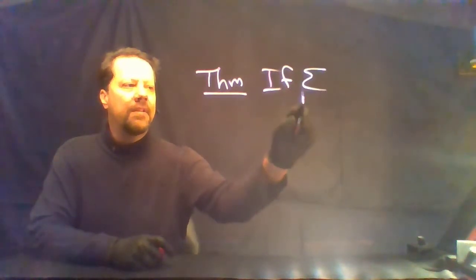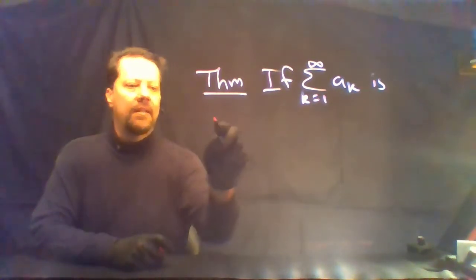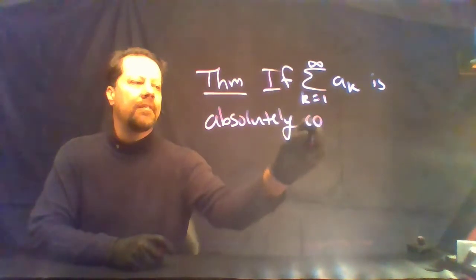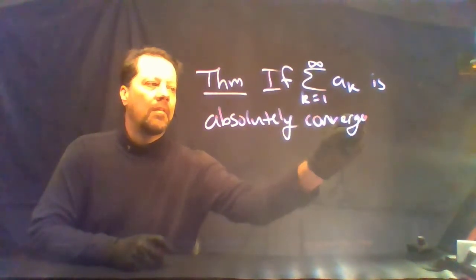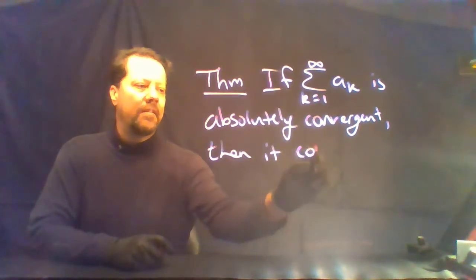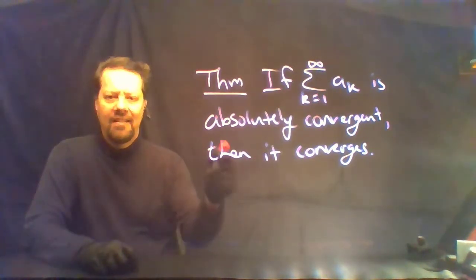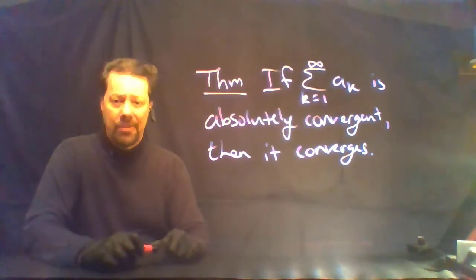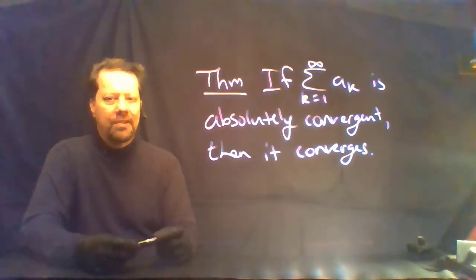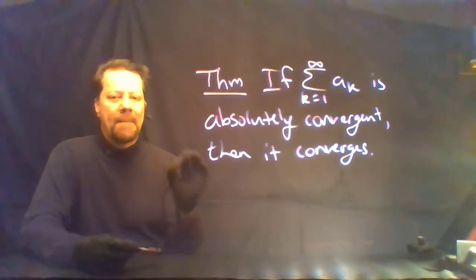If a series is absolutely convergent, then it converges. The converse of this theorem is not true. There are series that converge but do not converge absolutely. However, if a series does converge absolutely, it must converge.